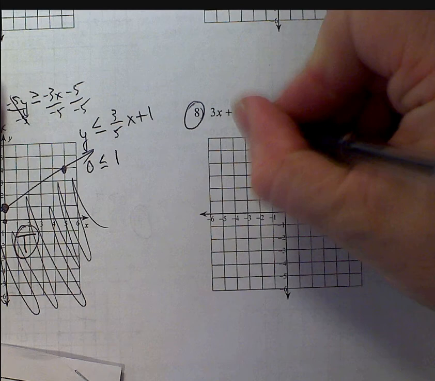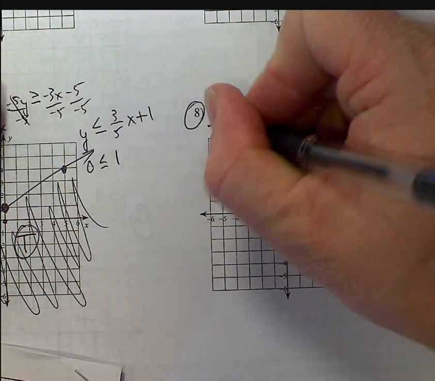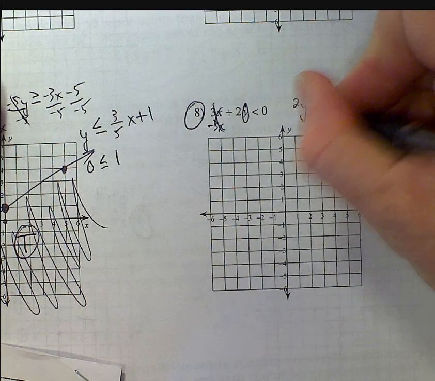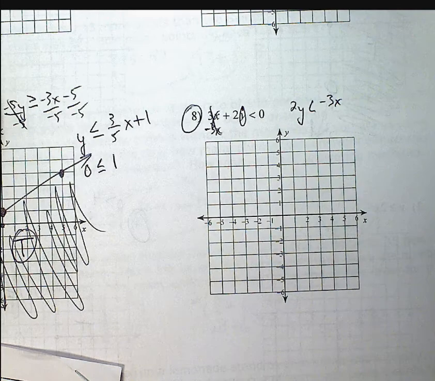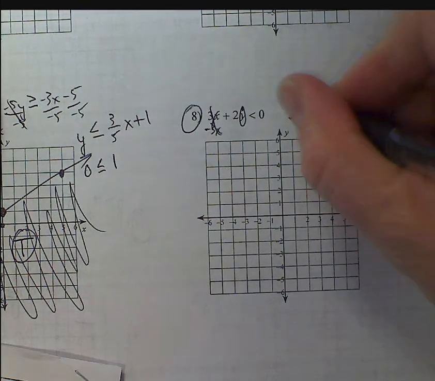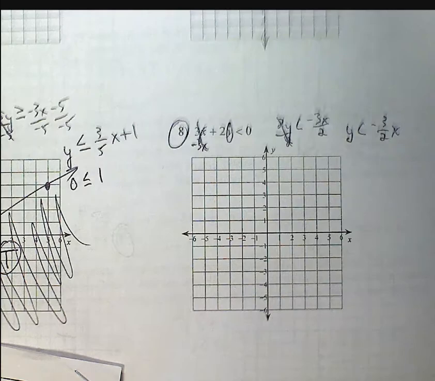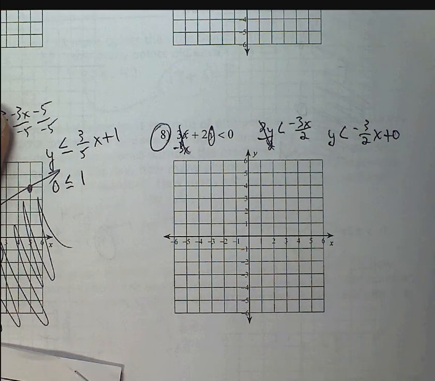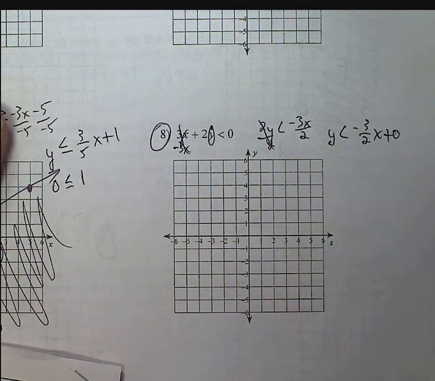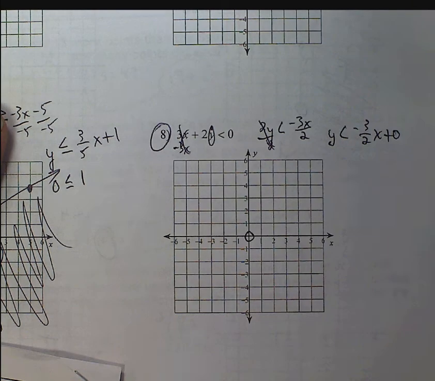If I get the y by itself, I'm going to bring my 3x over. So I have 2y less than negative 3x. Divide by 2. Y is less than negative 3 over 2x. And that's really a plus 0. Open circle at 0, 0.